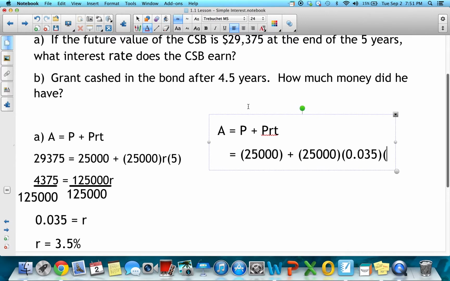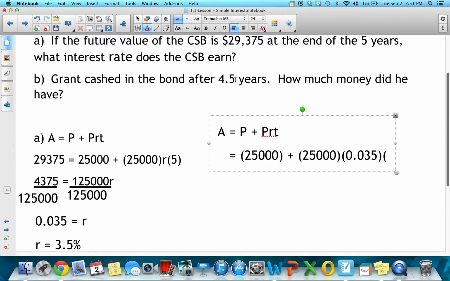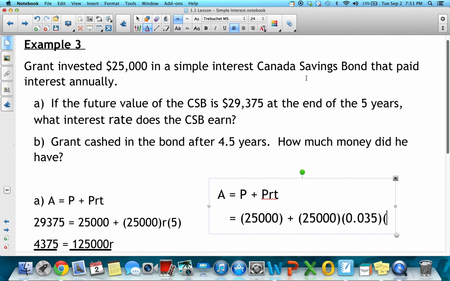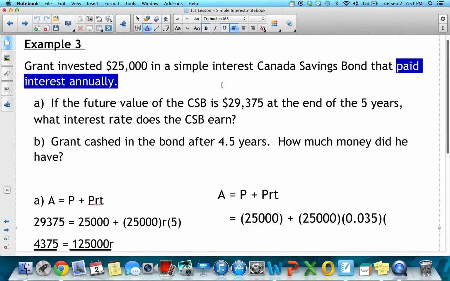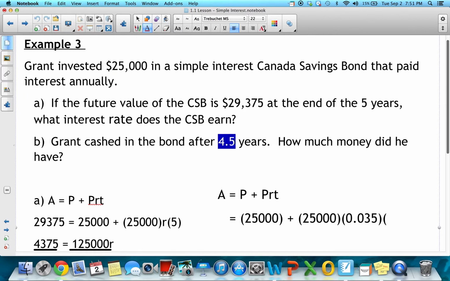Now the only kicker here is they're trying to trick you with this 4.5 years. Remember what I said earlier, you have to be careful. You need to see how often interest is paid. Here it says interest is paid annually. That means that until that full year is up, you're not going to collect the interest that was accumulated during that year. So because he cashed in his bond after 4.5 years, he's only going to get the interest that he accumulated up to the 4th year. So we can only put in 4 as our time here.